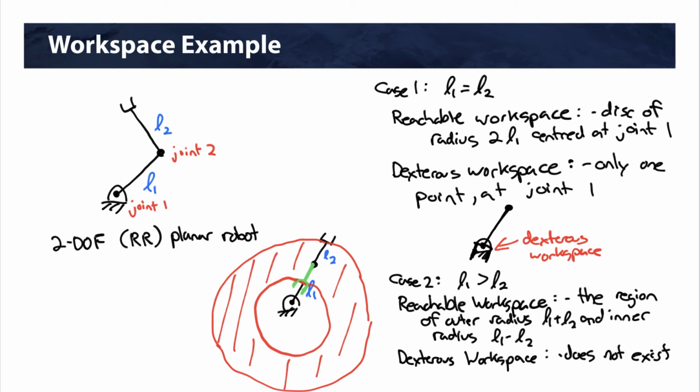So this relates to solution existence. When we're doing our inverse displacement, if I say I want to get to a position and orientation outside here for this case, I can't reach it, so no solution would exist. Likewise, if I command a position and orientation in here, I couldn't reach it as well. So workspace plays a role in terms of solution existence.